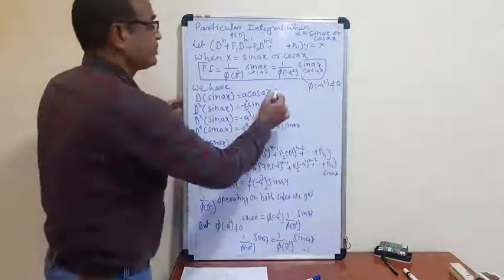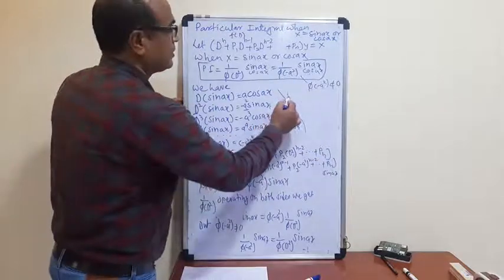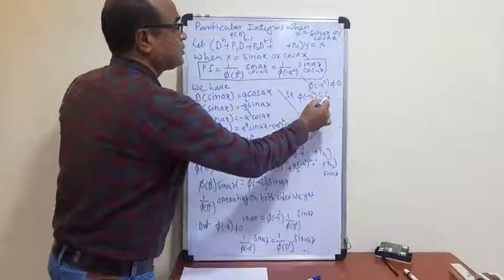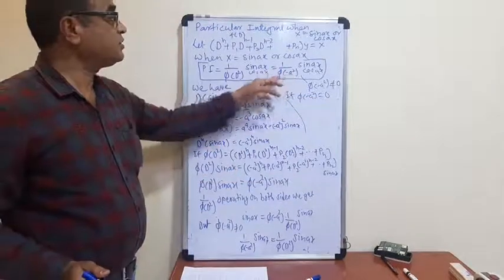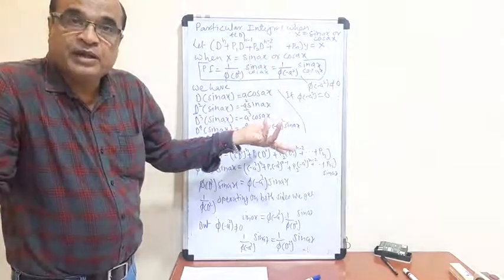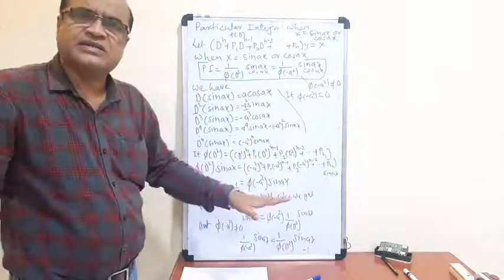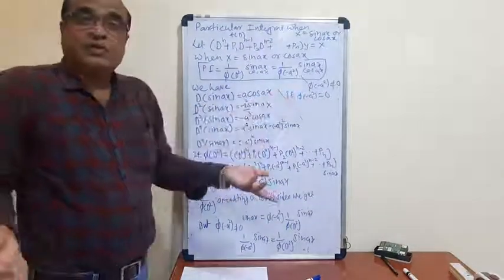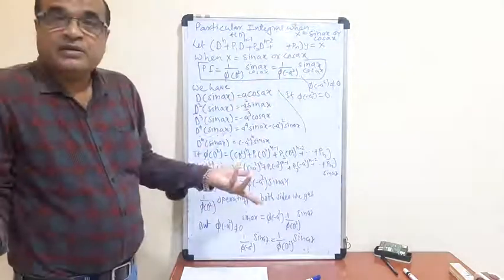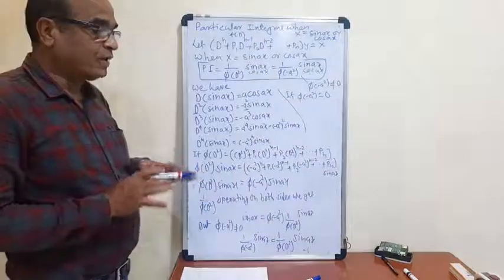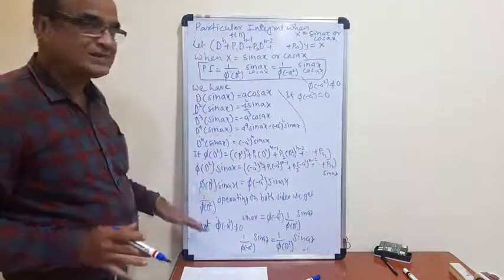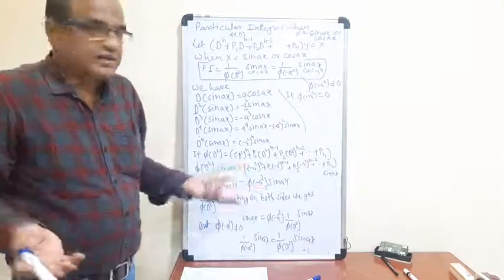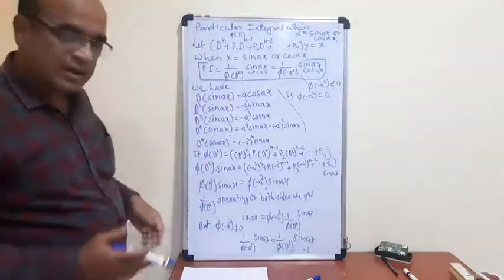Otherwise, if phi of minus a square is equal to 0, then 1 upon 0 is infinity, which means this method fails. So we take that particular case, when phi of minus a square is equal to 0, in the next lecture. Okay, so we stop here.